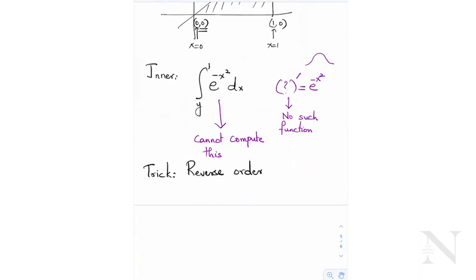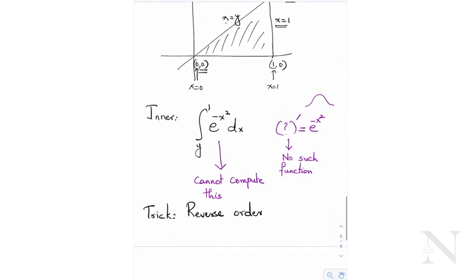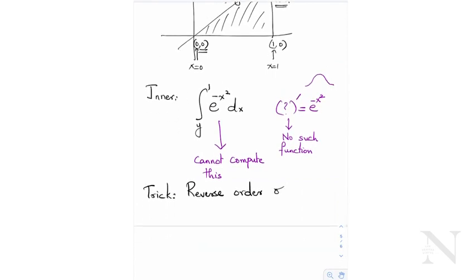This is a very unique class of problems which, if you set it up correctly, will work exactly the way you want it. If you change some of these numbers up here, it's going to fail. It has to be precisely constructed so that when you reverse the order, it comes out nicely and you can do it. So reverse the order of integration. What does that mean? You will do y first and then x. Let's see how that is going to be useful.